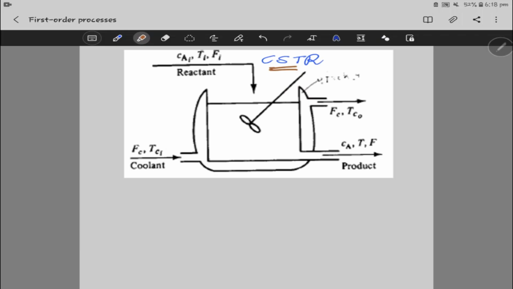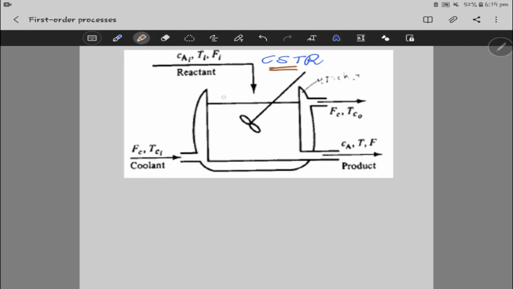Alright, so we started with the essence of process control, and then we said we have to actually model the process so that we'll be able to control it, right? And then we said when we model these processes, we end up getting differential equations, right? And then the order of the differential equation tells us the type of process that we are dealing with, right?